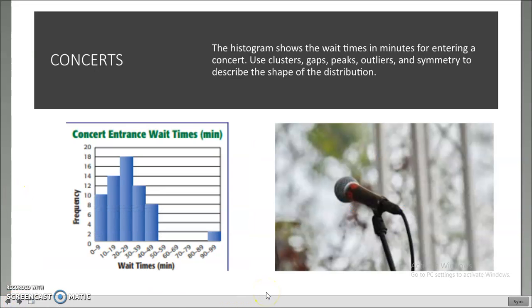All right, here's another one. The histogram shows the wait times in minutes for entering a concert. Use clusters, gaps, peaks, outliers, and symmetry to describe the shape of the distribution. Here I can see that there is possibly an outlier. From 90 to 99 minutes, that's pretty far out. Hopefully you don't have to wait that long. There's also a gap in the data. I can also see a cluster between 0 to 9 minutes and 40 to 49 minutes. It's not symmetric, but there is a peak at 20 to 29 minutes.